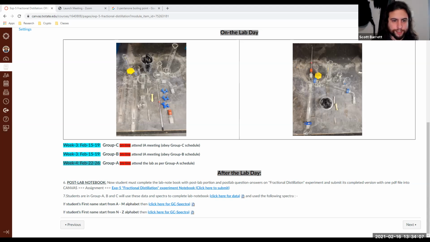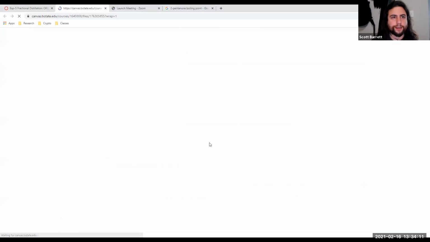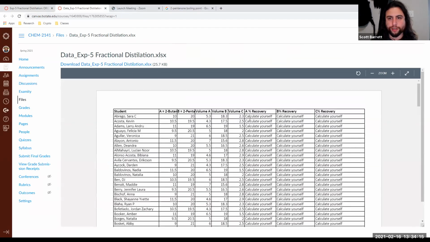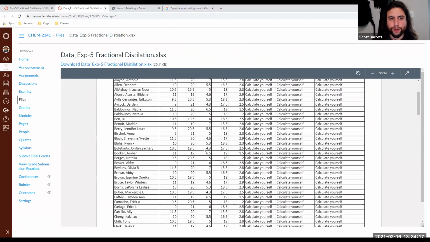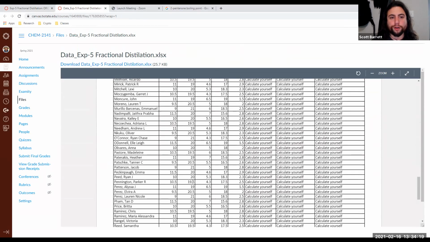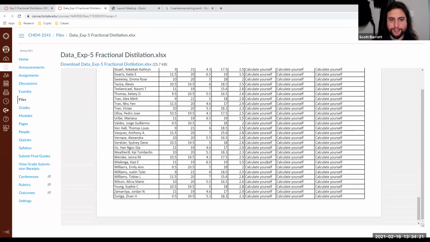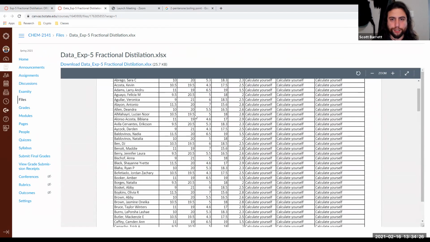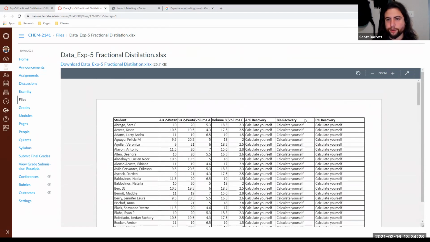Make sure to utilize the data down here and then to complete your data in a separate notebook. As well, this is the last point I should also touch on, is this data right here. Download the data. Also let me know if your name is not on this list. This data here will be for your fractional distillation, and then you'll have to calculate your percent recoveries of each.